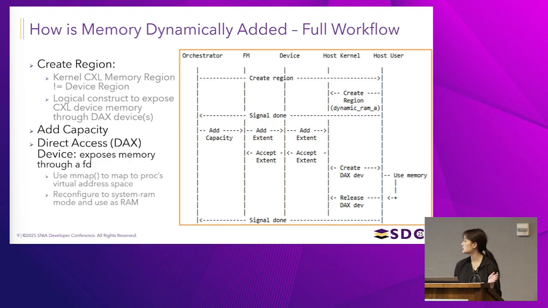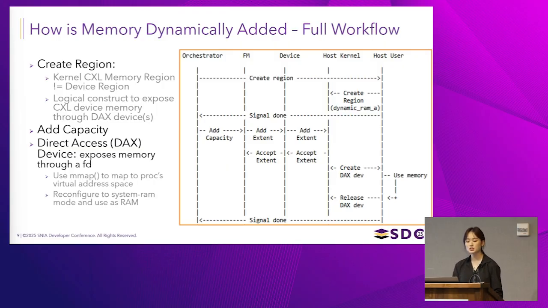So as we can see, the first step is create region, where the host user tells the kernel to create a region. So what is this region, and why do we need to do this? I want to clarify that this region is not to be confused with the device's regions. The actual device can have multiple regions, but these device-side regions don't correspond to the region that we're talking about in the first step.